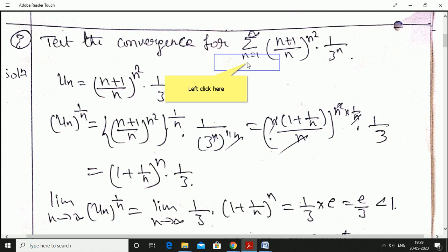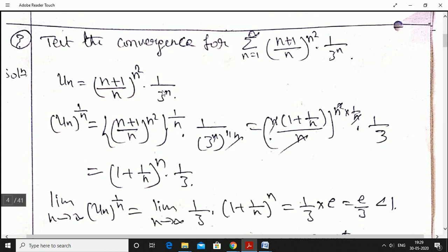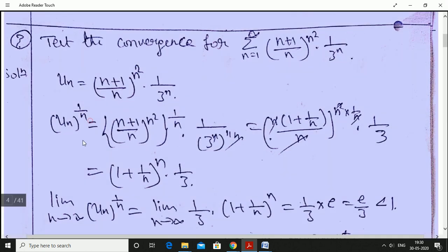First problem: test the convergence of the series sigma n equal to 1 to infinity, (n plus 1) divided by n, to the power of n square, into 1 by 3 power n. Here un, the nth term of this infinite series, is equal to ((n plus 1) divided by n) to the power of n square into 1 by 3 power n. It is of the form f of n to the power of g of n, hence we can apply Cauchy's root test. Consider limit un to the power of 1 by n.